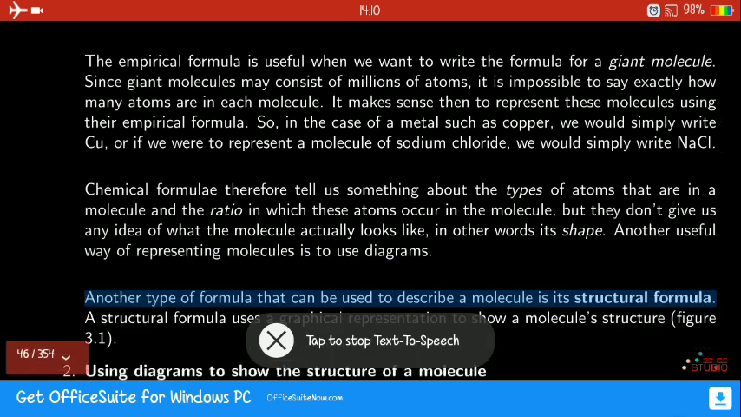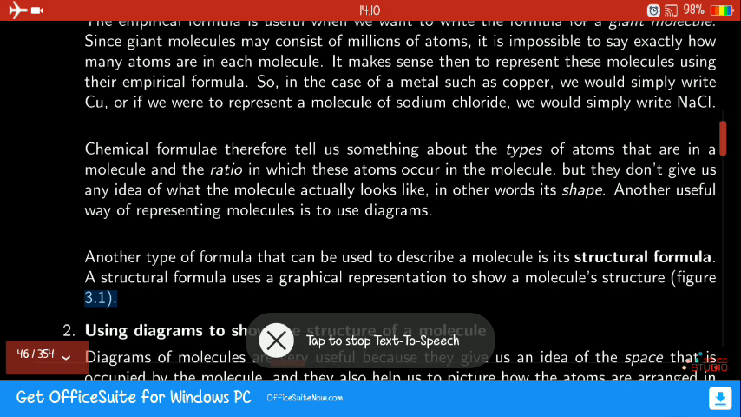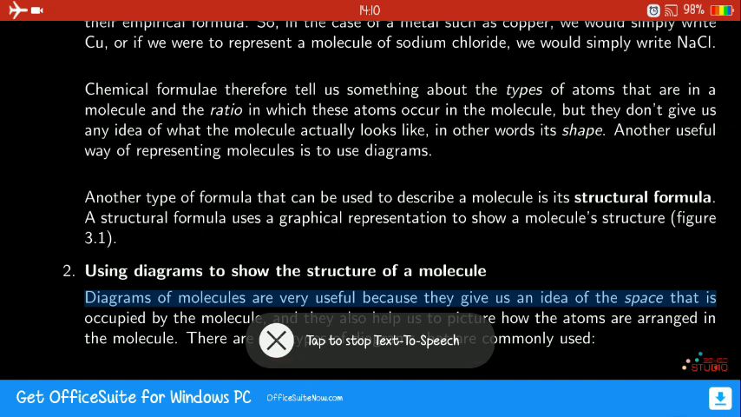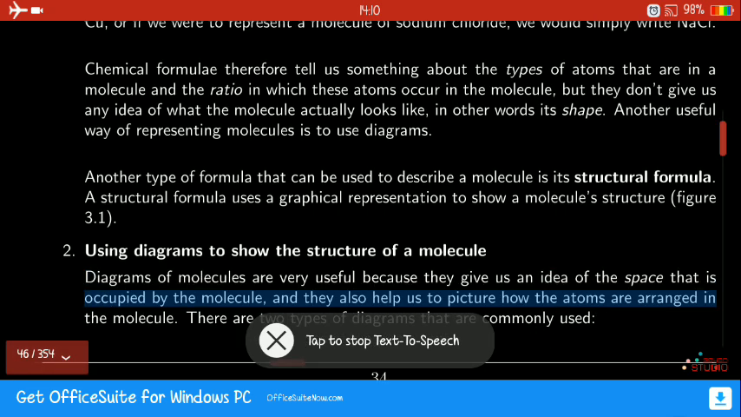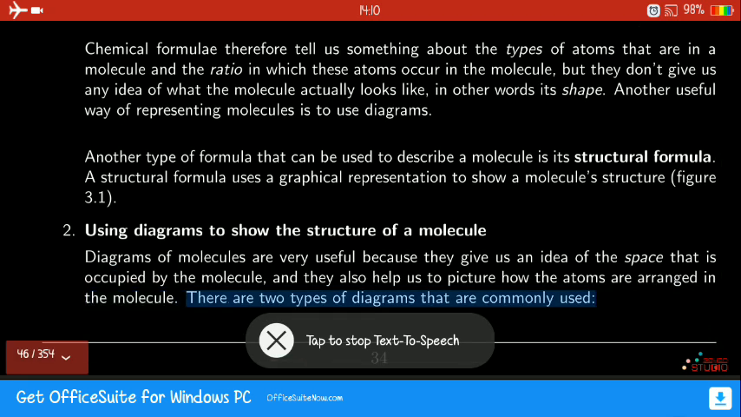Another type of formula that can be used to describe a molecule is its structural formula. A structural formula uses a graphical representation to show a molecule's structure, figure 3.1, using diagrams to show the structure of a molecule. Diagrams of molecules are very useful because they give us an idea of the space that is occupied by the molecule, and they also help us to picture how the atoms are arranged in the molecule. There are two types of diagrams that are commonly used.